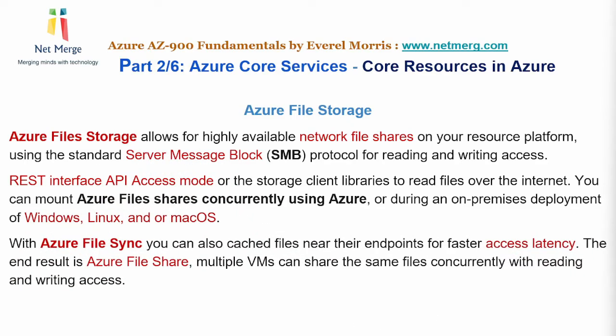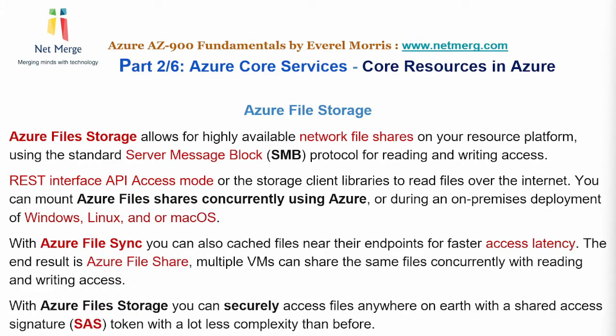Now, with Azure File Sync, you can also cache files near their endpoints for faster access latency. The end result is Azure File Share. Multiple VMs can share the same file concurrently with reading and writing access abilities. So what you could use a file share for is similar to what you use a file share for in Windows. And there you have it. You could use it in the cloud as well.